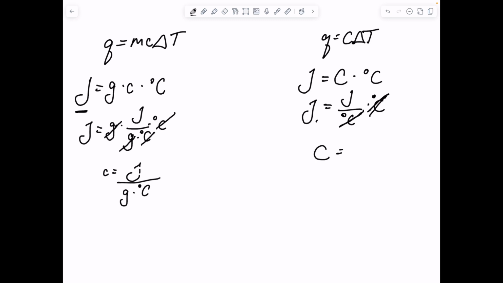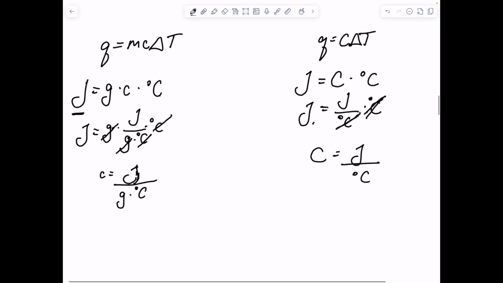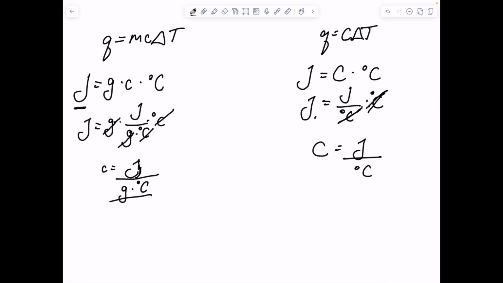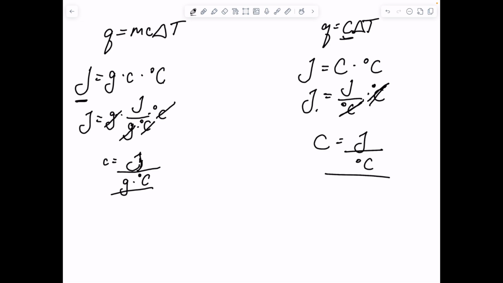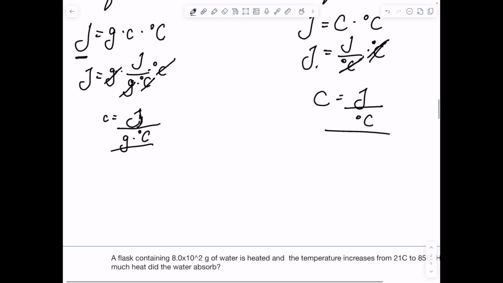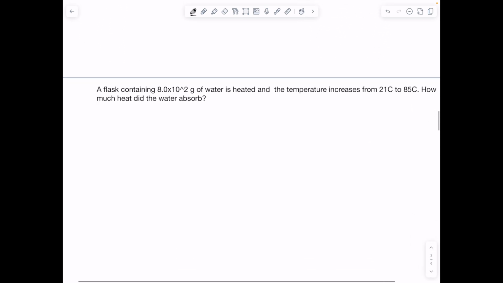So our heat capacity is going to be in joules over Celsius. And our specific heat is joules over grams times Celsius. So that's how we would derive those units very intuitively. You do not need to memorize. Just look at the other units next to it and you're going to know what you need to cross out. Okay, so let's start with this problem here.